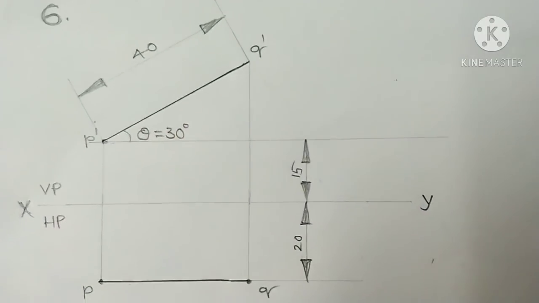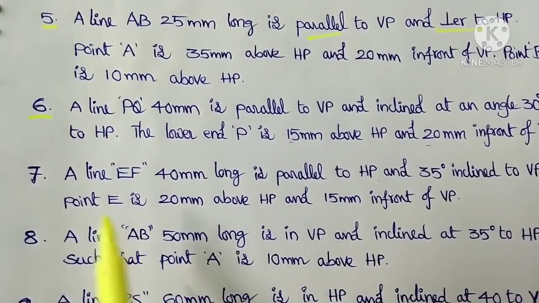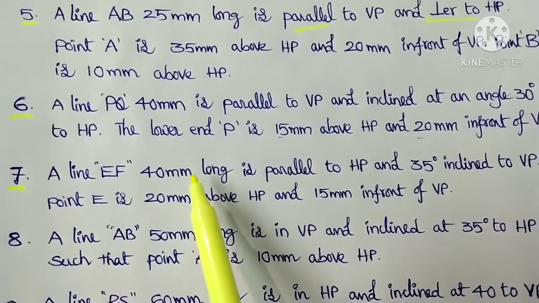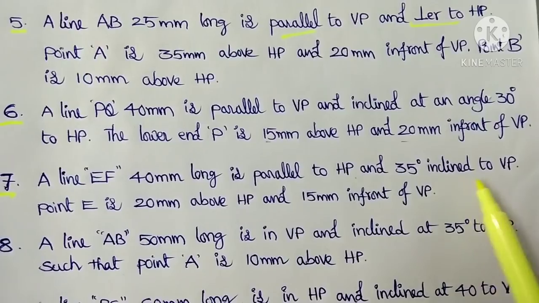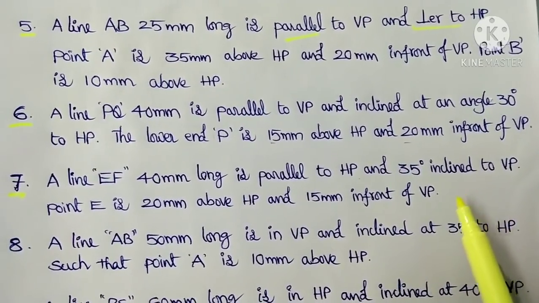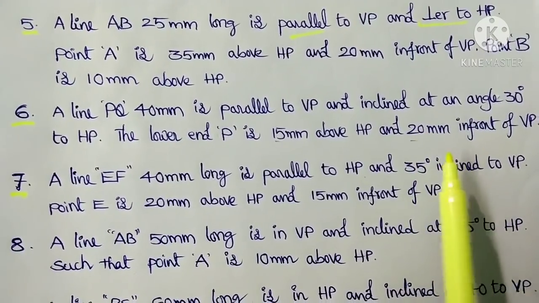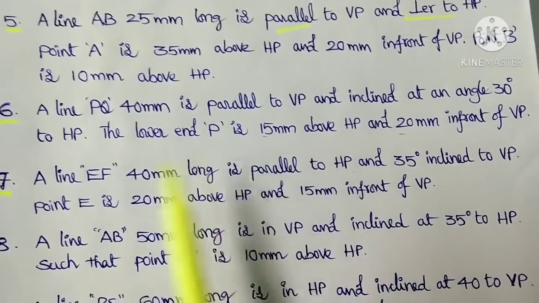Now let us move to problem number 7. In problem number 7, we can see a line EF, 40 mm long, is parallel to the HP and 35 degrees inclined to the VP. If you observe this problem, it is completely opposite to the previous problem. Here we have inclination with VP, whereas in the previous problem it was inclination with HP.